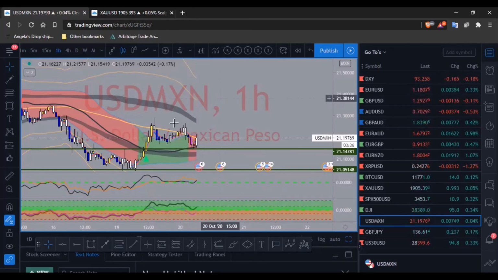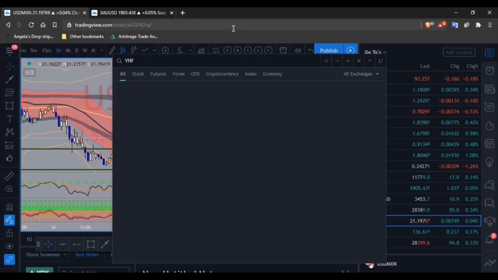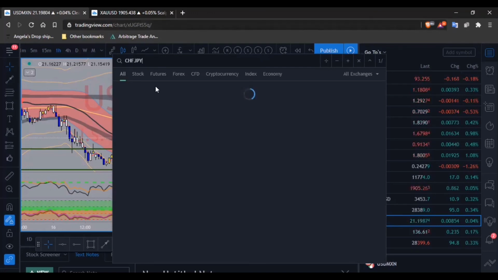All right, so that's for USD Mexican. Not gonna really go too deep into it. And last but not least, CHFJPY. One of my students had wanted to talk about it, so I'm gonna go ahead and break it down on the naked charts and then see what I'm also looking at for arbitrage.